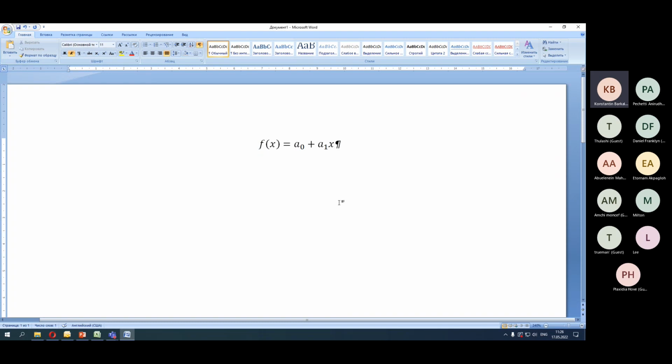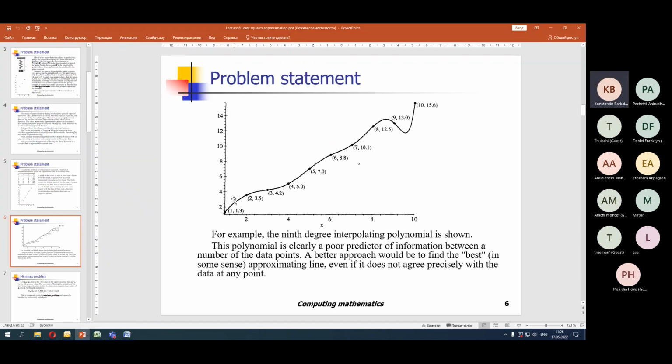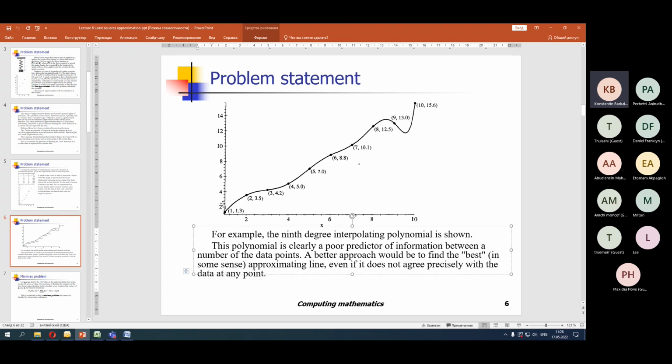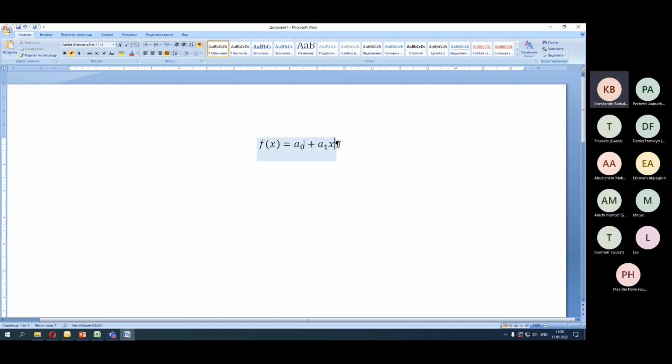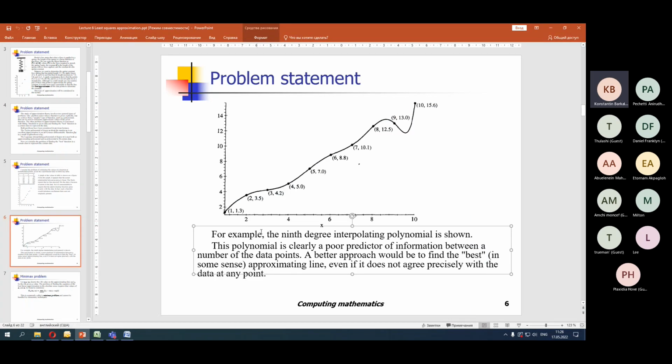If somebody tells me these coefficients, I can say, okay, this is a line, but this line may not be a good predictor for this data. For example, this line can pass somewhere here or here. It's not a good predictor. And the task is to select the coefficients a0 and a1 in such a way that this line becomes a good predictor for the given data.